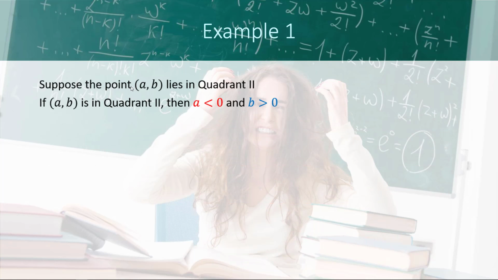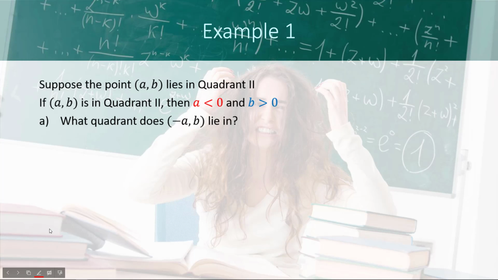Suppose that we have a point and it lies in quadrant 2, and we're going to call this point (a, b). If (a, b) lies in quadrant 2, then we know that a is negative and b is positive. And our first question is, well, then what quadrant does (-a, b) lie in? Now, there's a couple of ways to do this. One is we can just basically play the mind game with the signs, but it might be better to come up with an a and a b that actually reside in quadrant 2. Okay, well, if that's the case, a has to be a negative number, so how about negative 3? And then b has to be a positive number, so how about 2?